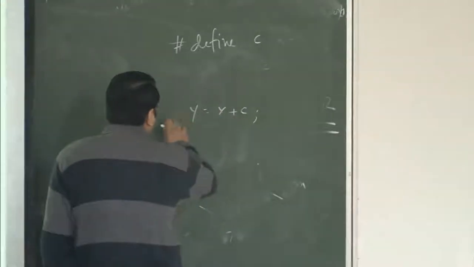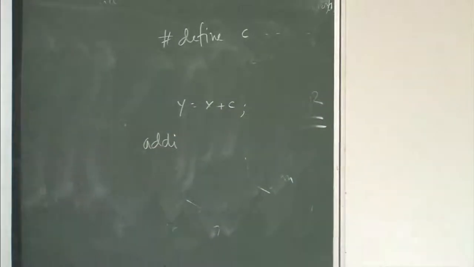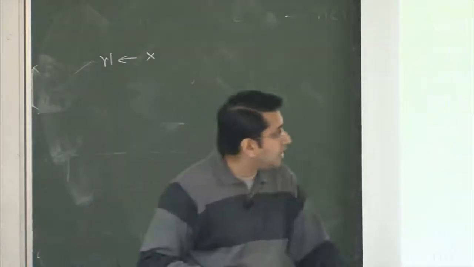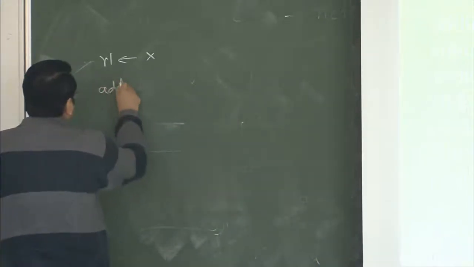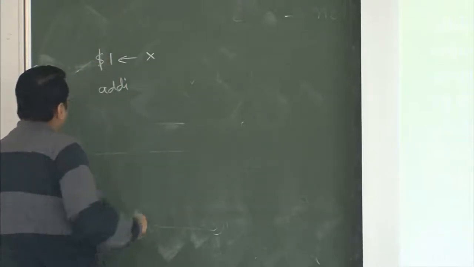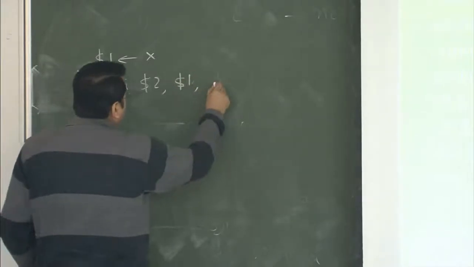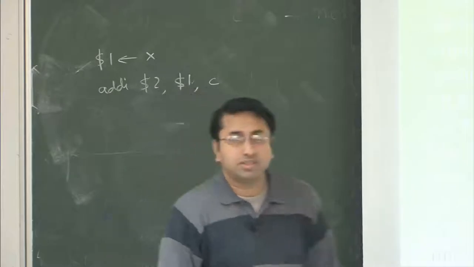So essentially what I'll do is I'll put x in the register, let us be explicit on that. So I'll precisely say R1 gets x, and let's suppose that y is allocated in R2, then I'll generate addi, following the MIPS nomenclature, R2, R1, the value of c, right? Does anybody see any problem with this?